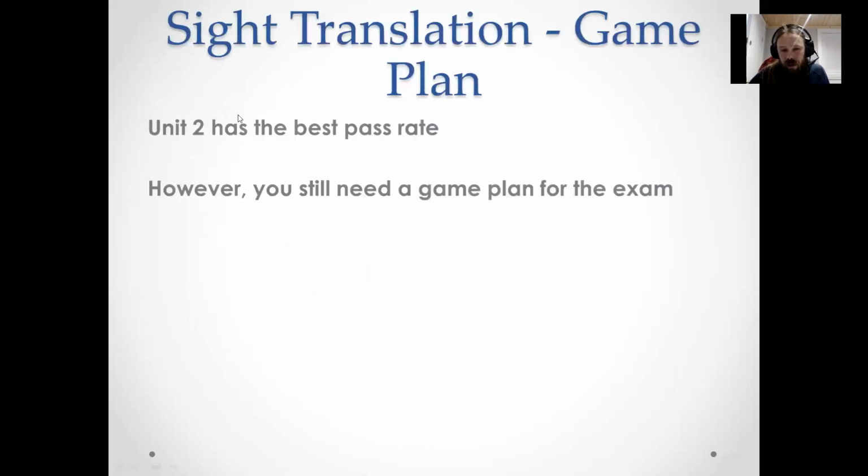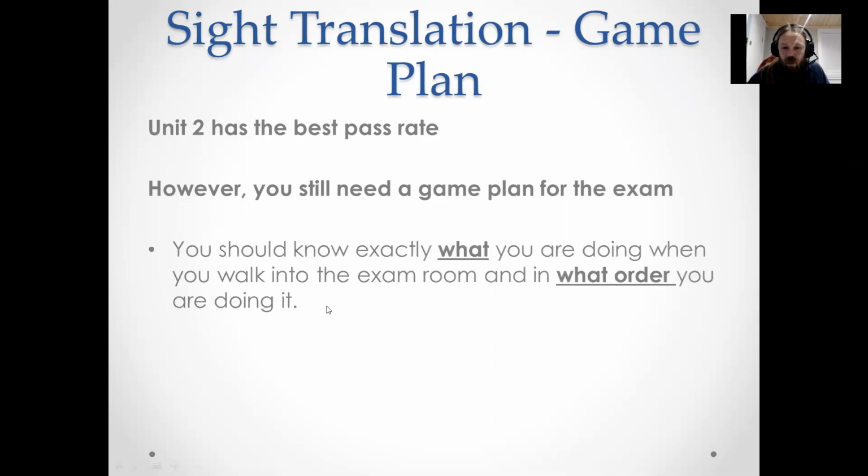Right, unit two, and when I say unit two, I mean unit two and three. Units two and three have got the best pass rates out of all the units in the exam. However, you still need a game plan for the exam. And what I mean by a game plan is a methodology, an approach, a strategy, if you wish. In other words, you should know exactly what you're doing when you walk into the exam room and in what order you're doing it.